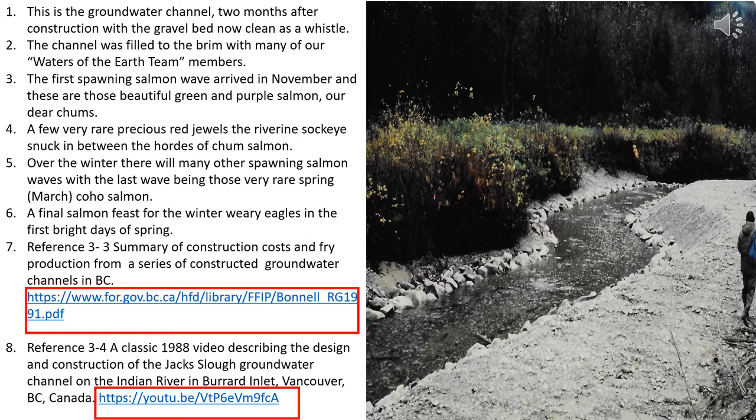So a couple of references if you're interested in how groundwater channels are built, how much they cost, and the fry production. There's a very good summary report done by Greg Bunnell of a series of groundwater channels built in BC in the 80s and 90s. And here's the link to it. And the last reference is a unique film that we converted to a video done in 1988 that shows the start and middle and end of building a physical groundwater channel on the Indian River, which is near Vancouver at the top of Burrard Inlet, and it's called Jack's Slough. It's well worth looking at. It's a unique record of history and how these things are built.